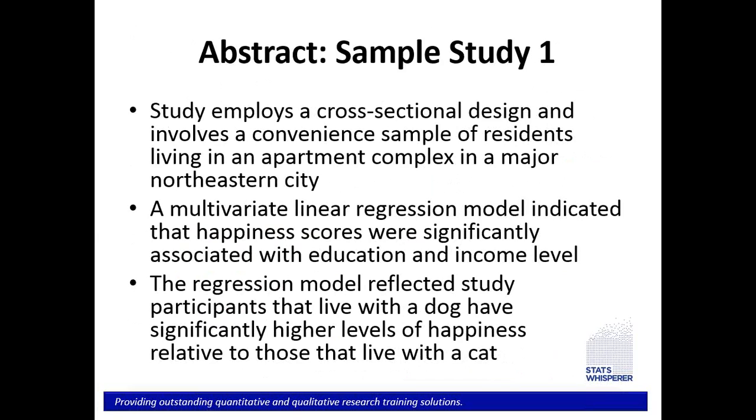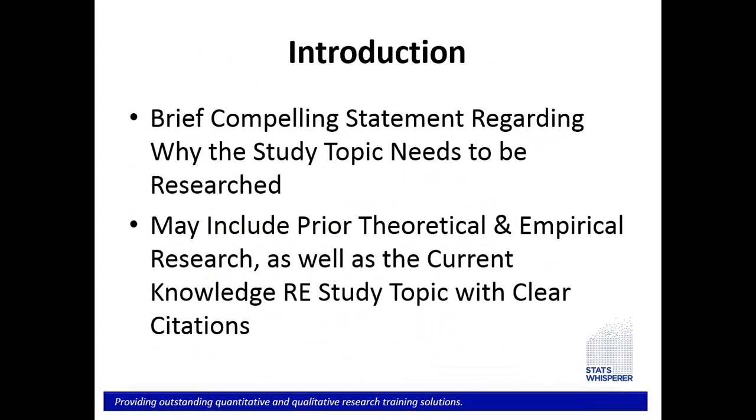Then the next sentence: the regression model reflected that study participants who live with a dog have significantly higher levels of happiness relative to those that live with a cat. So that's the central finding of the study, the independent-dependent variable relationship. Right? So after that, we can move into the introduction.